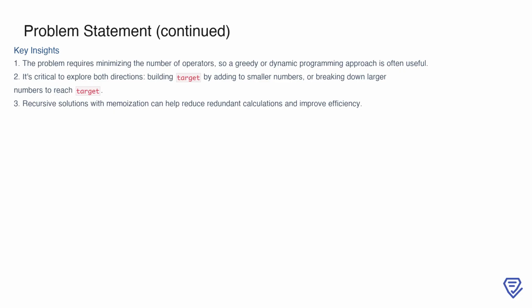Second, it's important to explore both directions, constructing the target upwards or deconstructing it downwards, to find the most efficient path. Finally, recursive solutions with memoization can help avoid redundant calculations, significantly improving the efficiency of the solution. By combining these strategies, we can tackle the problem systematically and handle even the largest inputs within the constraints.